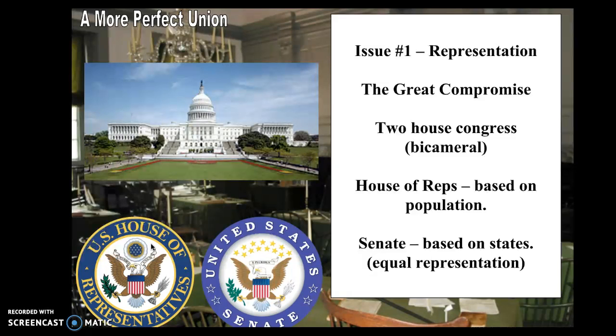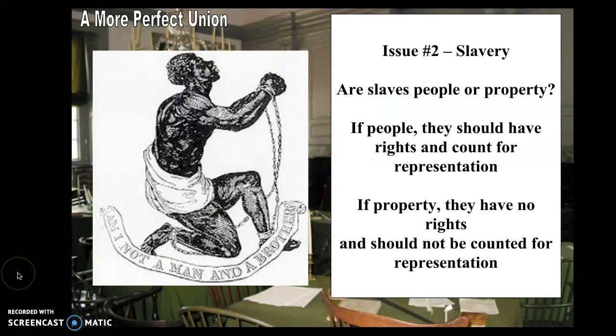So now we have a bicameral legislature. It was a compromise. They used both plans. So this way, large and small states would be happy with the type of representation they were receiving in the federal government. Issue 2, slavery.